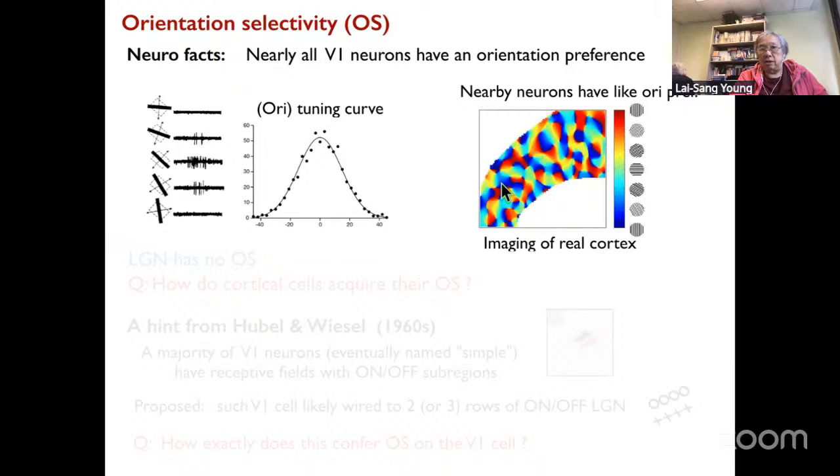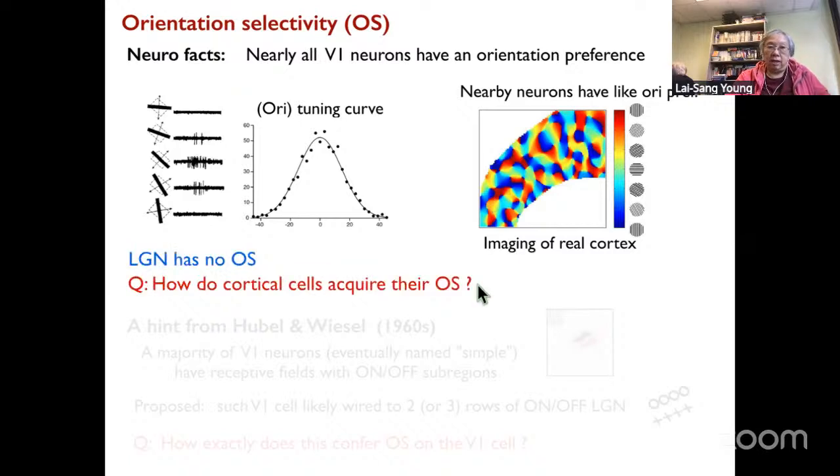Another fact is that nearby neurons, neurons with like receptive fields and like orientation preferences, tend to be bunched together in small groups. So this is a real optical imaging of real cortex. You can find a zillion pictures like this on the internet. Okay, each color represents a region that has a similar receptive field and similar orientation preference. So this is real. Okay, these are two neural facts.